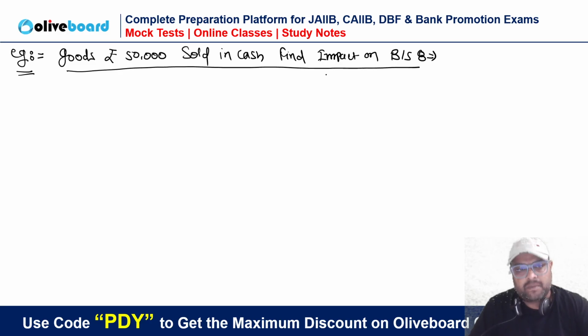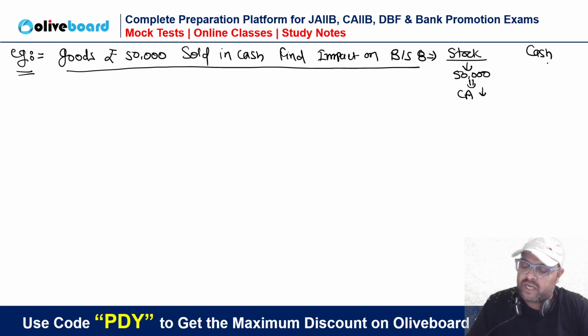Now if you remember, if we sell goods of 50,000 rupees, when you sell something, stock is reduced by 50,000 rupees, and stock is a current asset. So we are reducing the asset side by 50,000 rupees.